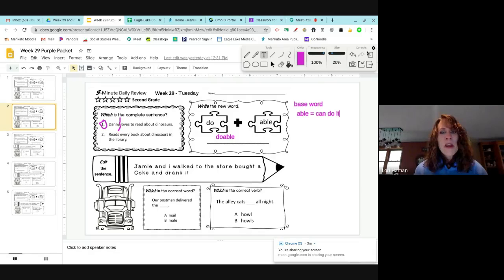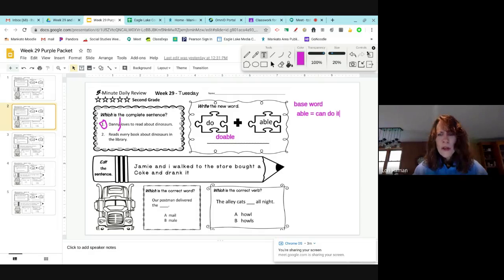All right, let's work on our pencil sentence. It says, Jamie and I walked to the store, bought a Coke, and drank it. Lots of things happening here. Always knowing that sentences have to have a capital at the beginning. Yes, for two reasons, right? The name and the beginning of the sentence. And they have to have an end mark. This one's missing.